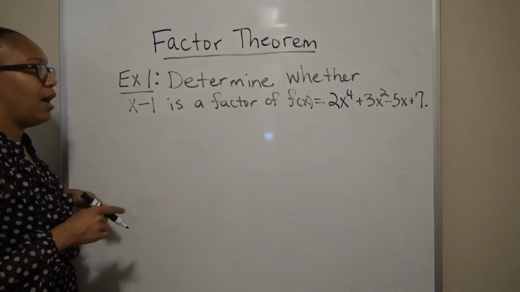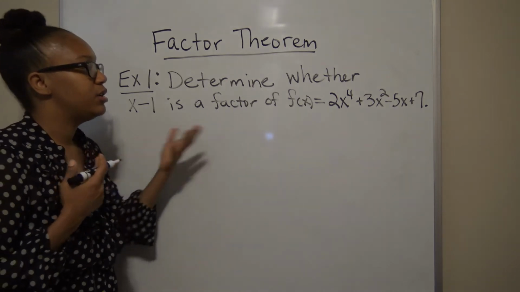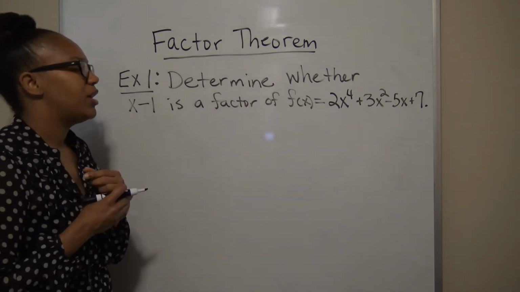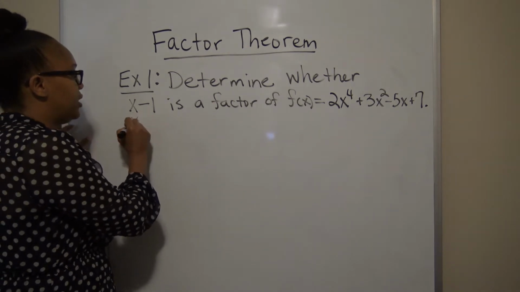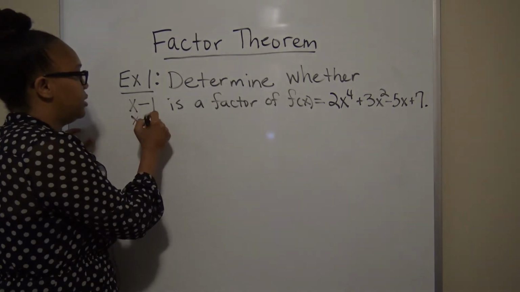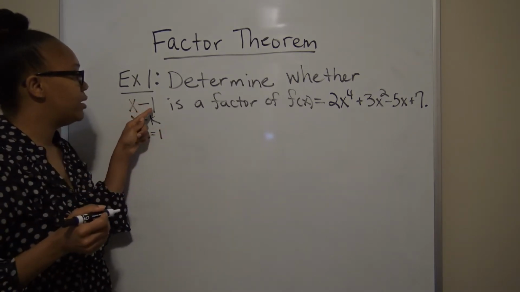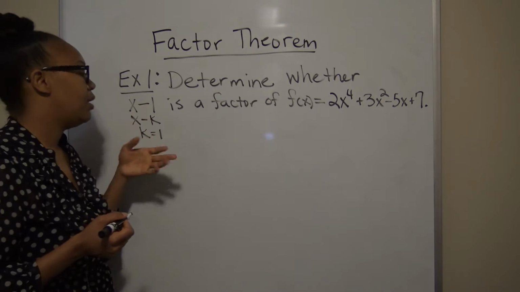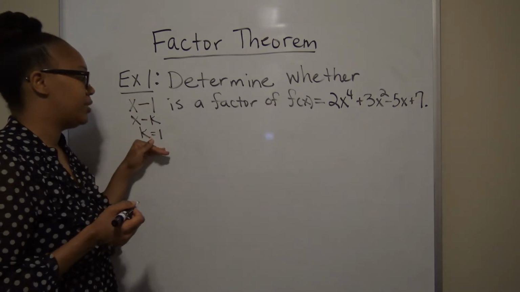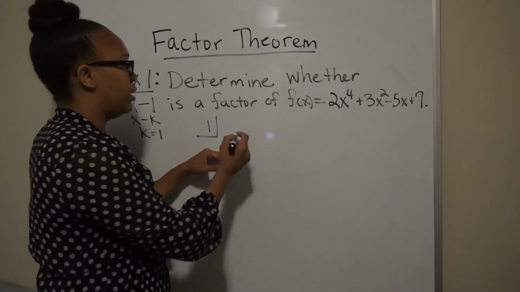I want to use synthetic division. I think that's easier, but you can plug in 1. Plugging in 1 may not be as hard. But in this case, this is x minus k, so k is actually 1. One thing you want to remember: whenever the number is with x, you change the sign on it to get the value of k. If the number is not with x, you keep it the same. So I'm going to do synthetic division with k equal to 1.